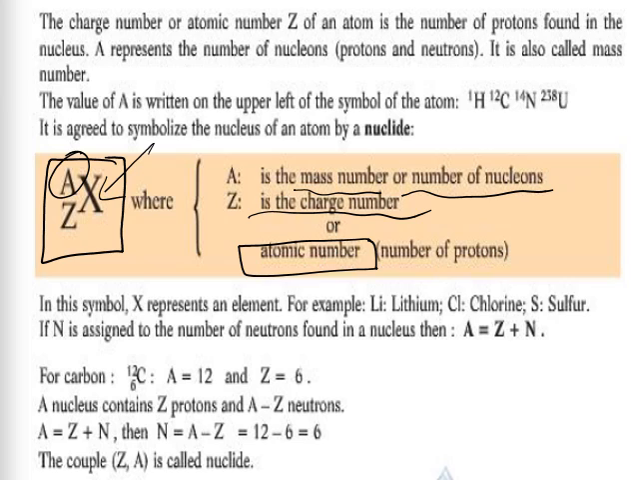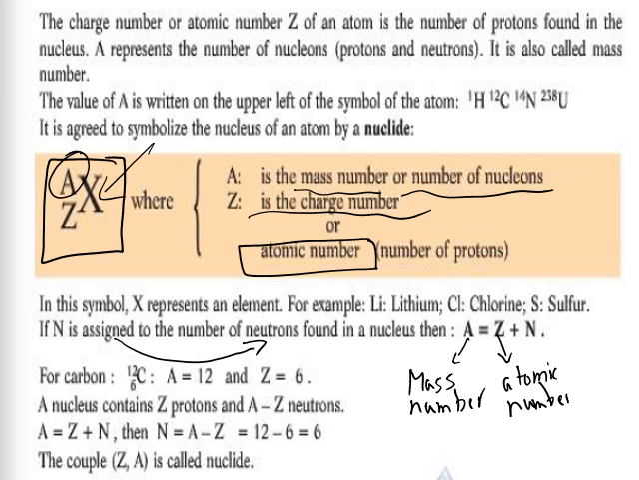N is assigned to the number of neutrons. So capital N is assigned to the number of neutrons, mainly found in the nucleus. So A, which is the mass number, is equal to Z, which is the atomic number, plus capital N, which is the number of neutrons.